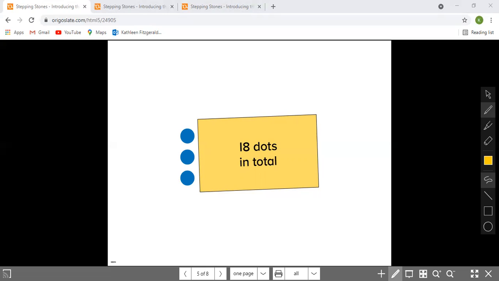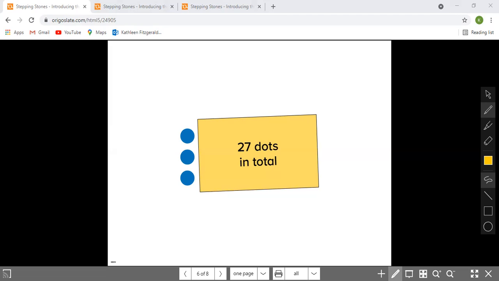Okay. Now when we go to our next one, 27 in total, and again we have 3 rows. How many will be in each row? Well, to change our number sentence, instead of 18, we'll have to make that 27, and 3 times something equals 27, and 27 divided by 3 equals what?